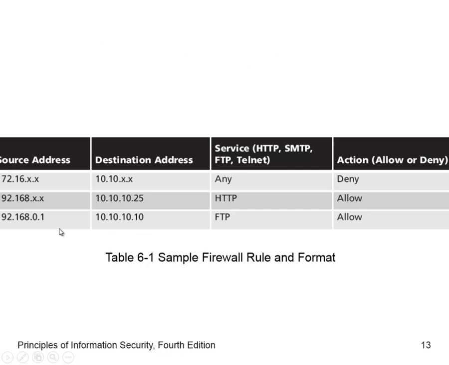This table shows a sample firewall rule and format. We can see that we have the source address, where the information is coming from, we have the destination address, and we have the type of service, either HTTP, FTP, or SMTP, and then whether it's denied or allowed.